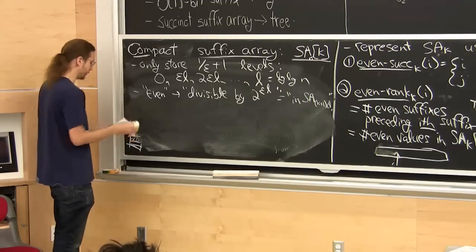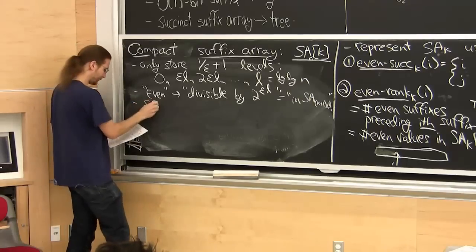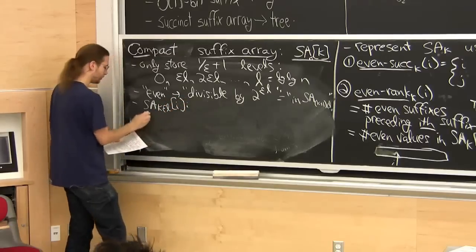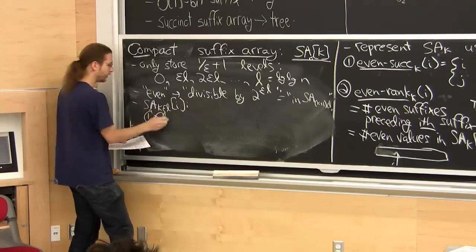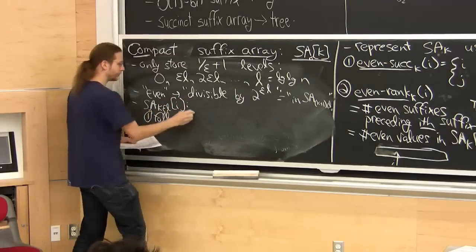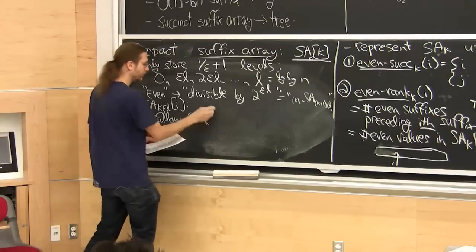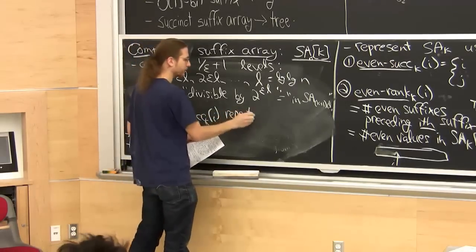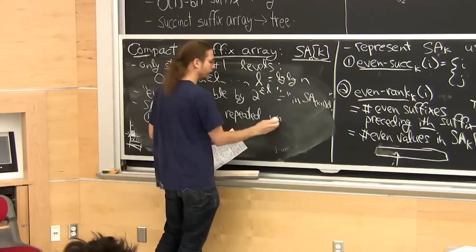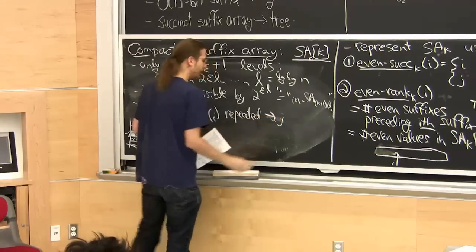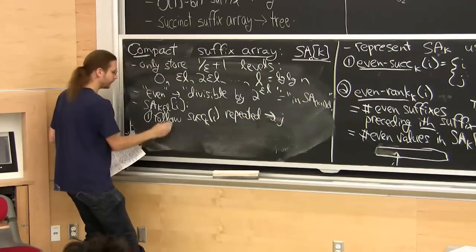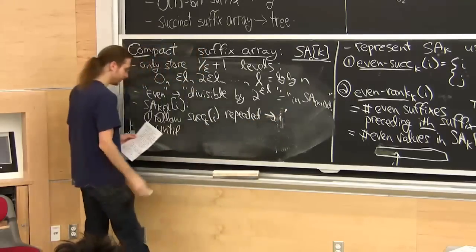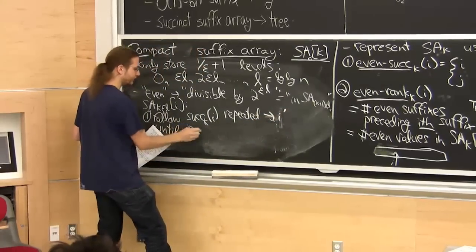So to compute SA sub k epsilon L of i, what you do is follow a new thing, which I'm going to call just successor of i, repeatedly, to get a new index, let's call it i prime, a little clearer, until it's even.